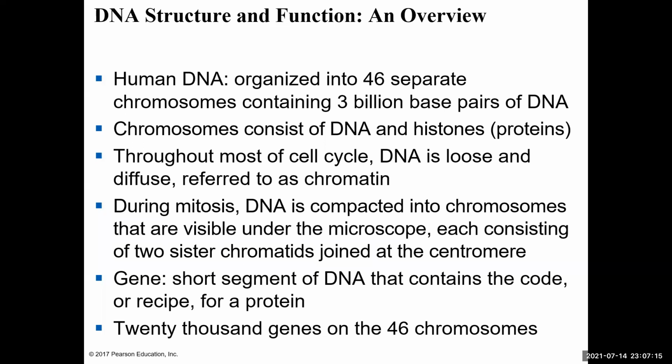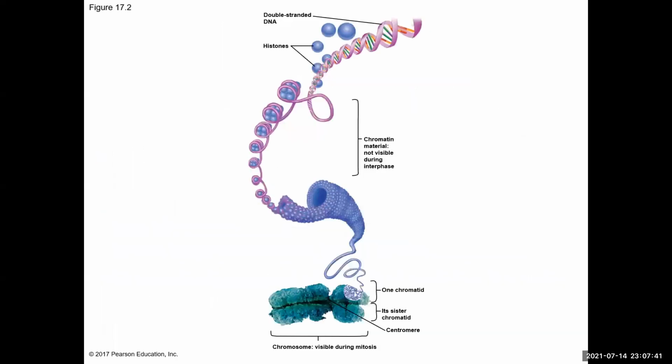And so we've also mentioned before that DNA consists of genes, and genes are just segments along the DNA, along the chromosome, that contain the recipes or the code for making a protein. And across our 46 different chromosomes, we have about 20,000 genes that our cells will use to make different proteins during cellular processes.